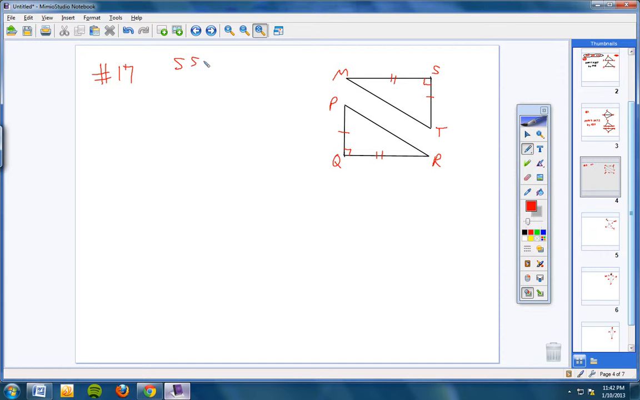We can either use side, side, side, or angle, side, angle, or side, angle, side. So here we go. Let's take a look at this. Man, this is easy. This is a piece of cake. I've got side, angle, side. I'm going to highlight it. Here's my two sides. Here's one side, and here's the other side, and there's that included angle right in the middle. So side, angle, side, congruent to side, angle, side.